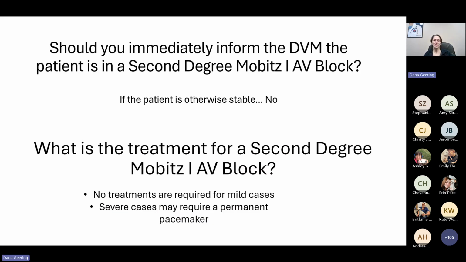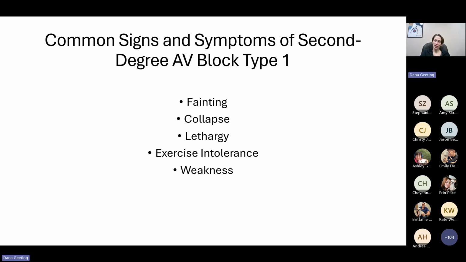And then again, if your patient is otherwise stable, you should not have to pull your doctor out of a treatment room to let them know, because in most mild cases, there are no treatments required. In some severe cases, they would consider placing a permanent pacemaker. And then again, pretty much with all the blocks, you're going to have fainting, collapsing, or syncope, lethargy, exercise intolerance, or weakness.